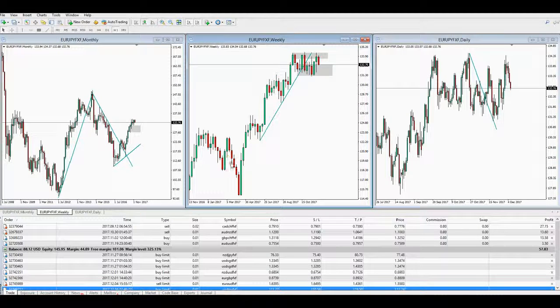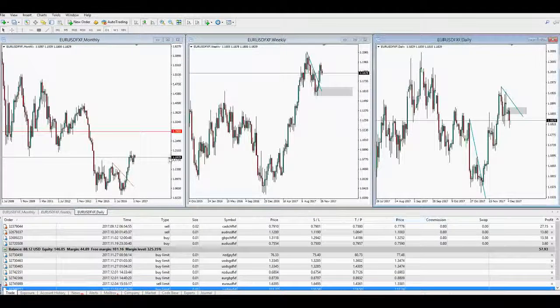Euro yen, a little bit of a range here. If anything, I'll only be looking to go long, but I don't like the way this range is formed, so I'm not trading that.